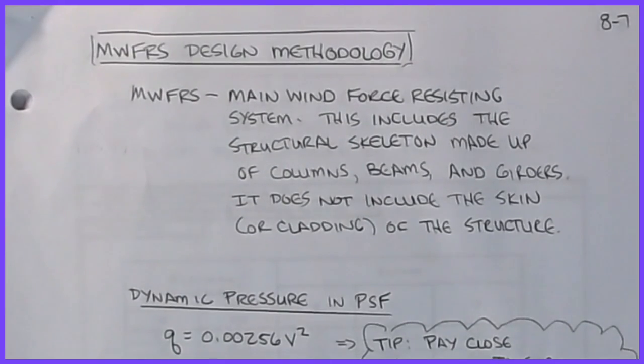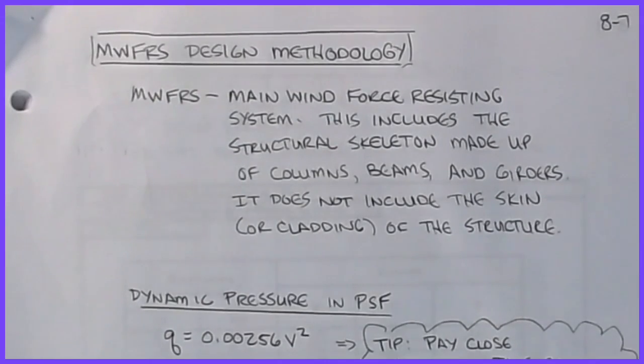We're not looking at the effects of wind on the skin of the structure or on the partition walls of the structure on the outside of the building. Okay, the components or the cladding and those kinds of things are handled in other methodologies that may be covered in a later video. But for today, we're only looking at the main structural system itself, which is the columns, the beams, the girders, and so on and so forth.